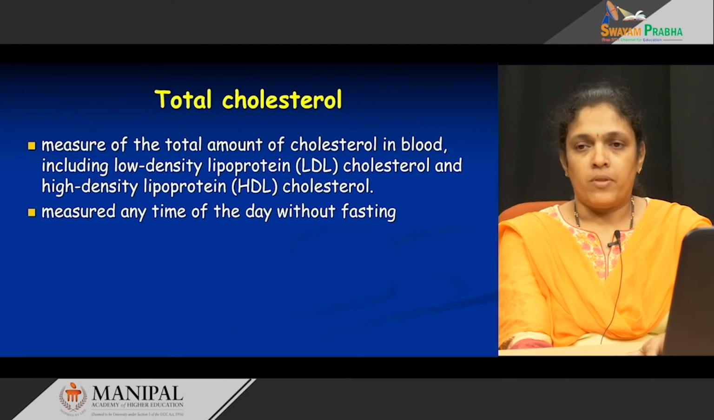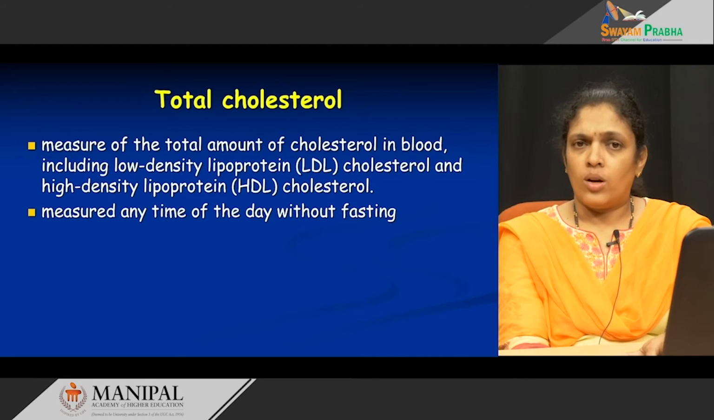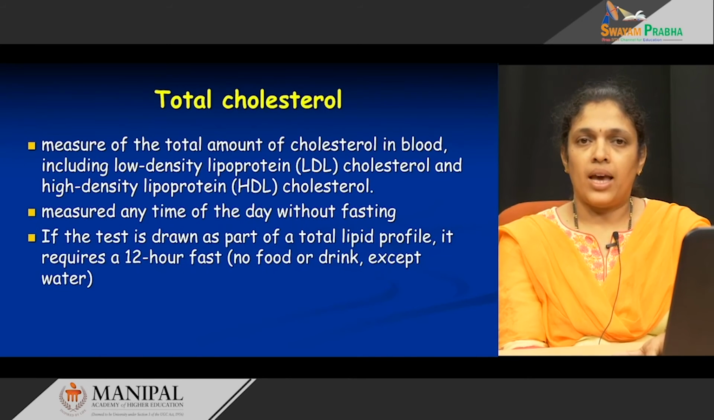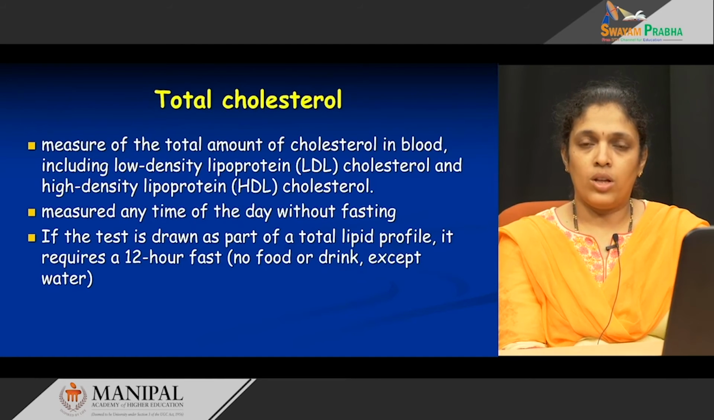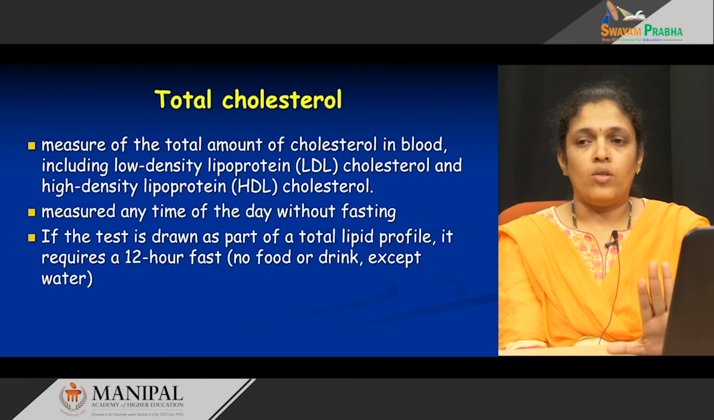Now, if I have to measure my total cholesterol, it is not necessary that I should always be fasting. It can be taken at any time of the day and does not require fasting. But sometimes we ask for the test as a part of a lipid profile, and lipid profile includes so many tests. If total cholesterol is included as a part of the lipid profile test, then you have to have a minimum of 12 hours of fasting.